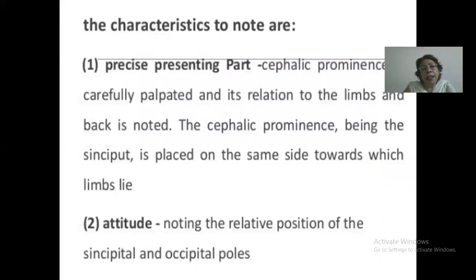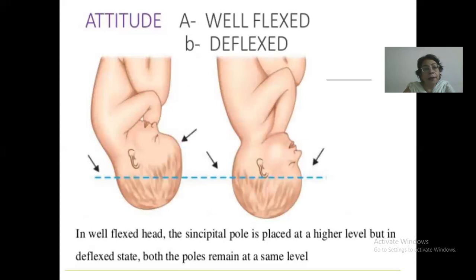Now it tells you the precise presenting part. The cephalic prominence is carefully palpated and its relation to the limbs and back is noted. The cephalic prominence, being the sinciput, is placed on the same side towards which the limbs lie. And attitude we talked about in detail, all the definitions last time. We note the relative position of the sinciput and the occiput.